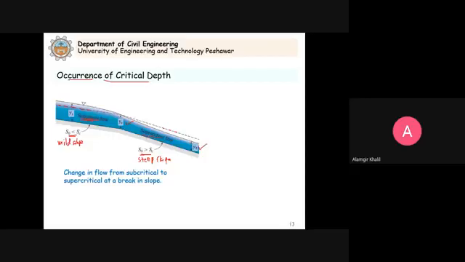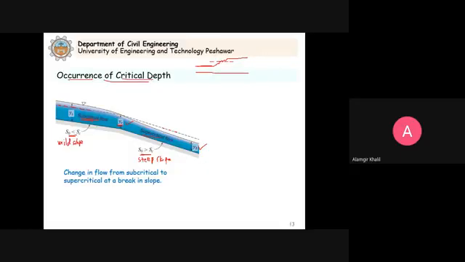So this figure is from our textbook. They say that when the flow changes from subcritical to supercritical, it passes through this critical depth. And this is also the situation when we have supercritical flow and it changes to subcritical flow, so it will pass through the critical depth. It will be somewhere here. So this critical depth occurs.